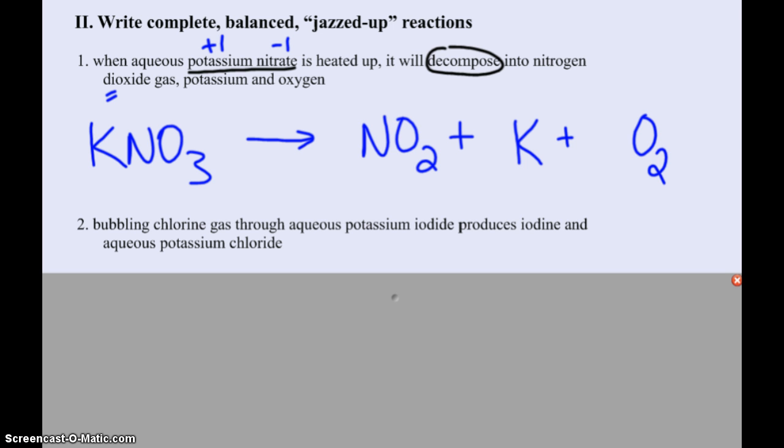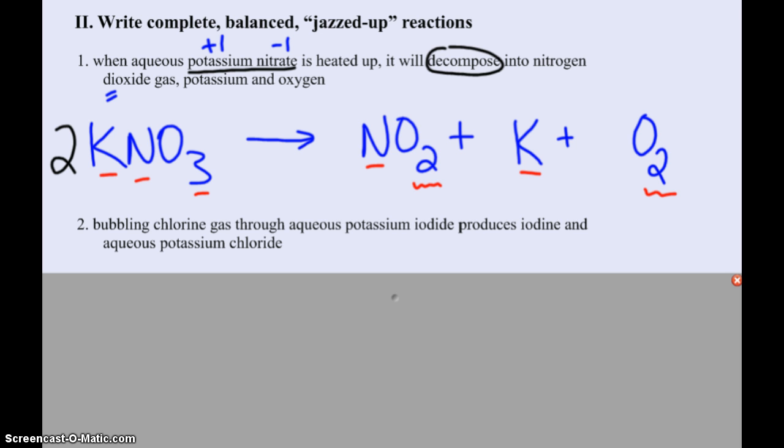I see that I have 1 K on both sides, 1 N on both sides, but I've got 3 oxygens, and I've got 2 plus 2, that's 4 oxygens. So this is not balanced. All right, I've got 3 on my reactant side, 4 on my product side. When I have that odd-even situation, that's when I typically have to double up the odd. So I'm going to double my KNO3.